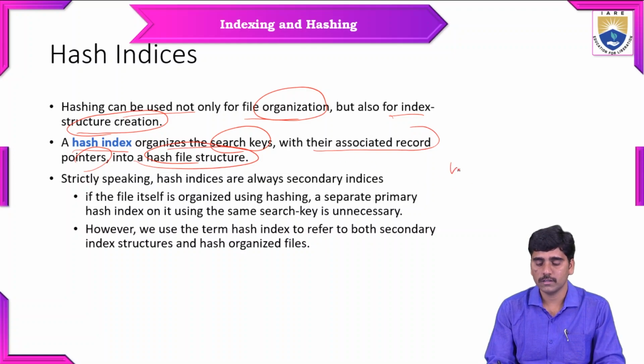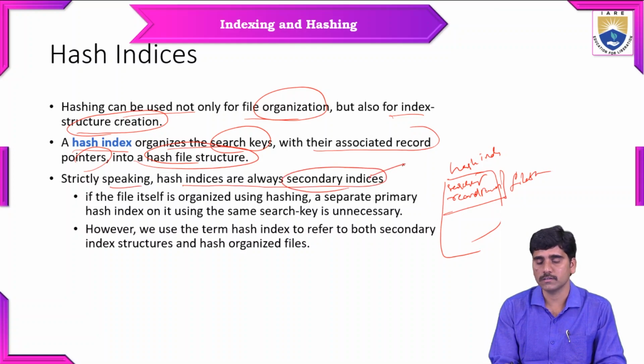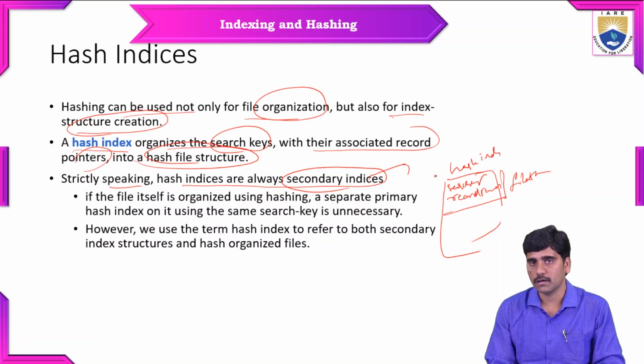So what does a hash index contain? The search keys as well as the associated record pointers. These two are stored in the hash file structure. Strictly speaking, hash indices are always secondary indices.